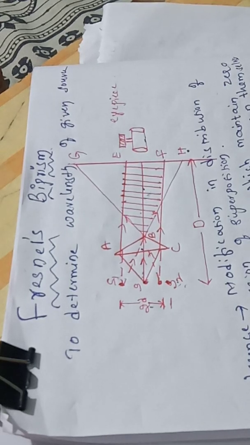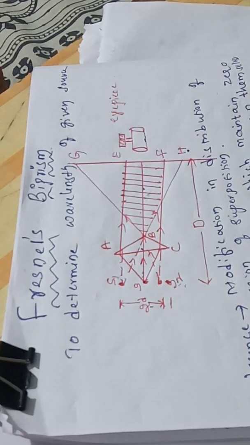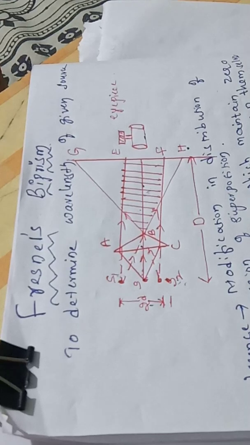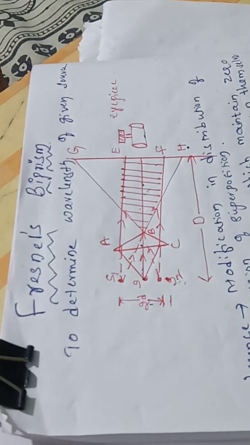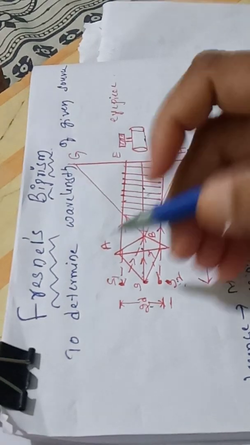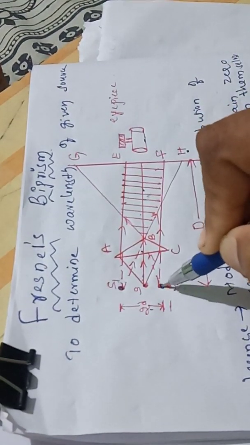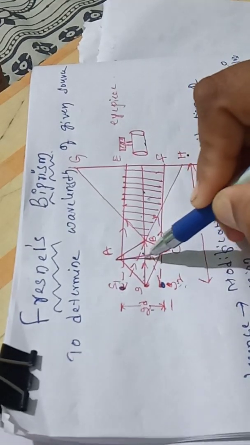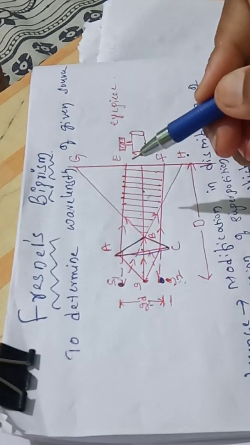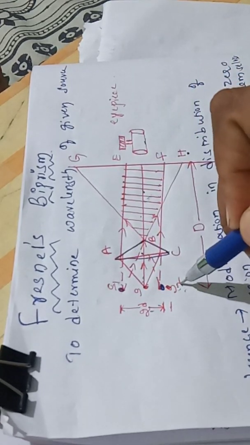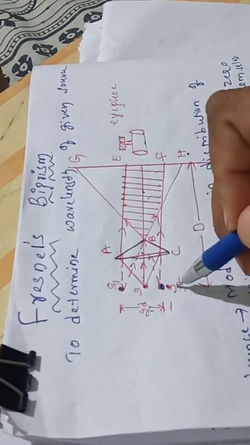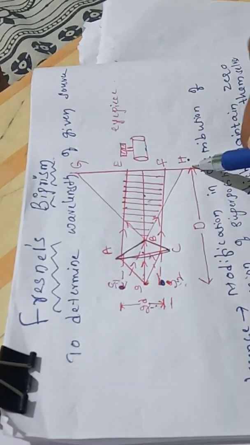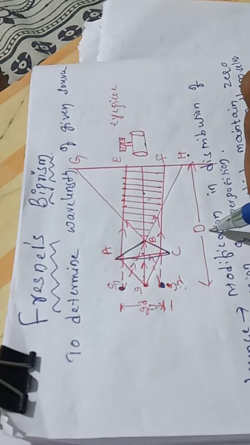Fresnel's biprism to determine the wavelength of a given source. So here, the main purpose of Fresnel's biprism is to produce coherent sources, right? Now this is the biprism. Now S1 and S2 are two coherent sources. The distance between these two is 2d, and the distance between these coherent sources and the screen is capital D.